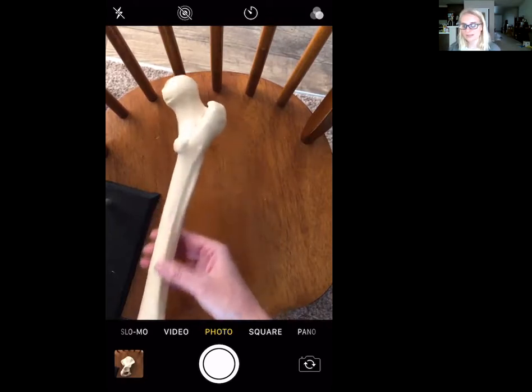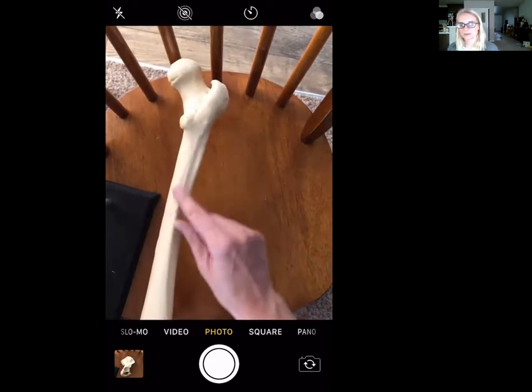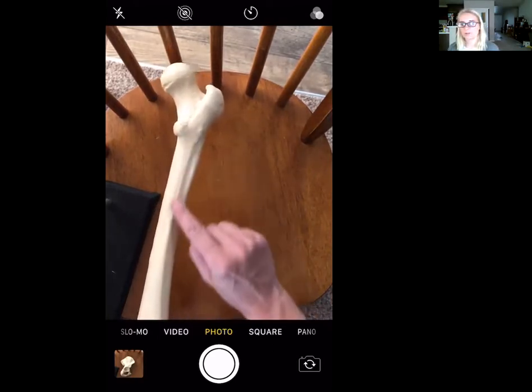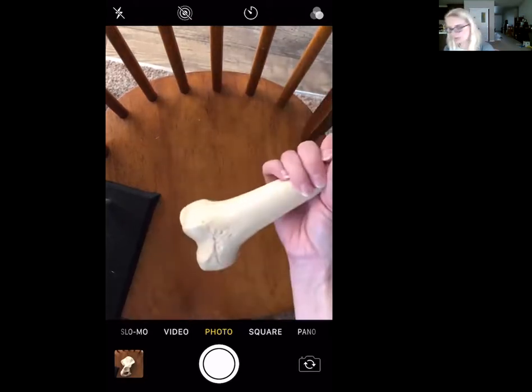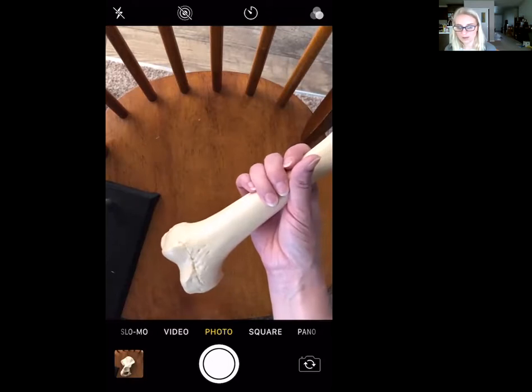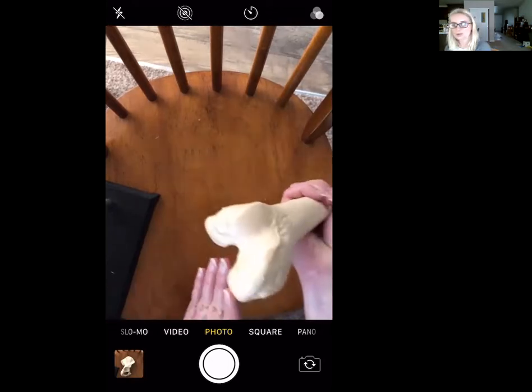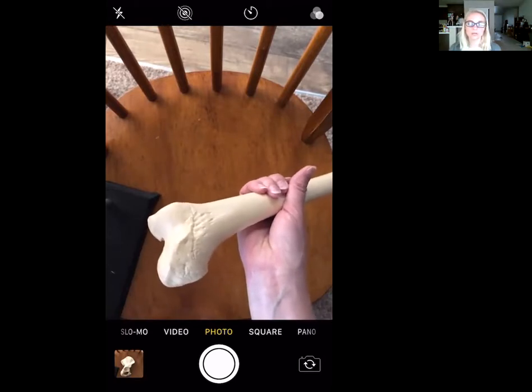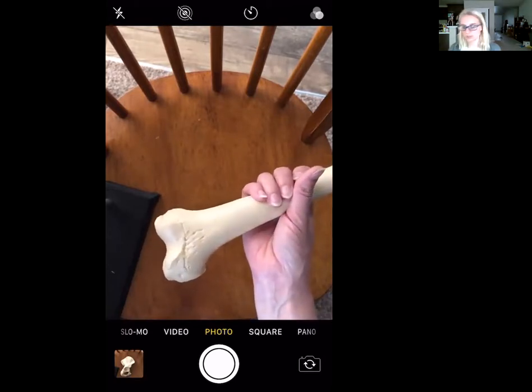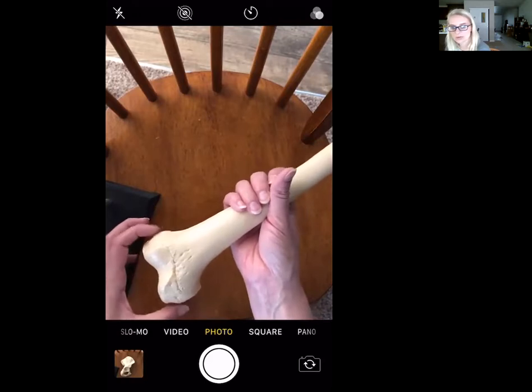On that back side, this is our linea aspera. Right? Linea aspera, we're going to have a lot of muscle attachments to the linea aspera. And then we get down to the condyles or epicondyles. So if you remember, the condylar surfaces are the smooth articular surfaces for articulating with other bones. So epicondyles are the bumps just above it. So these bumps right here.